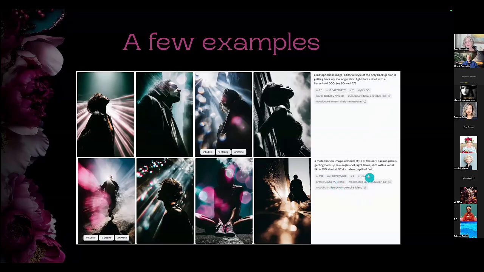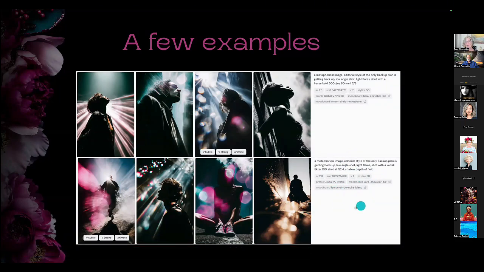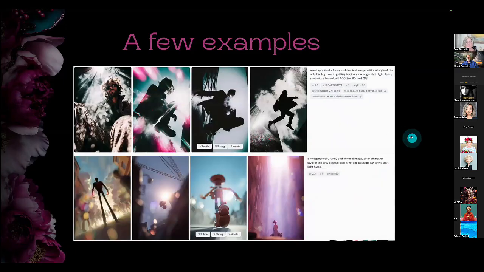So here I just took a metaphorical image, editorial style, only backup plan is getting back up, low angle shot, light flare, shot with Kodak Ektar. And it started creating some of the coolest things as you layered. And here I went down a little bit, because obviously the lower you are in your stylization, the more it will pull from the mood board you're using. The higher you go, the less it stays integrated to the mood board. So it's always finding that fine balance of which mood board, and I love mixing and matching them. And then I threw in an SREF that I had found on the create page in Midjourney and just kind of kept going with it.